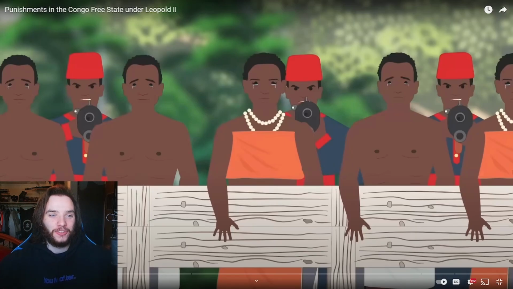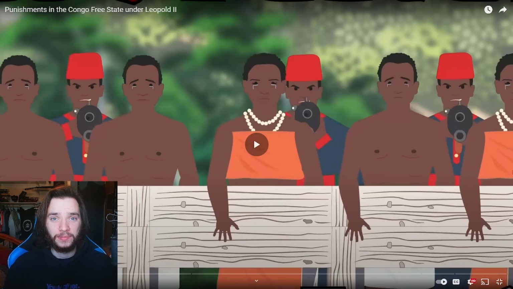Punishments in the Congo Free State under Leopold II, which it wasn't really a Free State, it was just the Congo. But anyways, let's get depressed and watch people lose their limbs, specifically I think it was their hand, or did they lose up to their arm, like shoulder or elbow, I can't remember. Now let's get depressed and dive in.